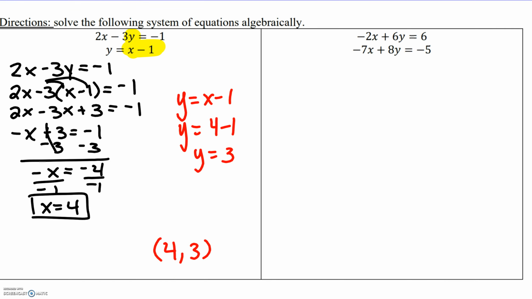The second one right here, you'll notice that it's stacked on top of each other, x, x, y, y, equals, number, number. So the easiest way to solve this algebraically is with elimination.